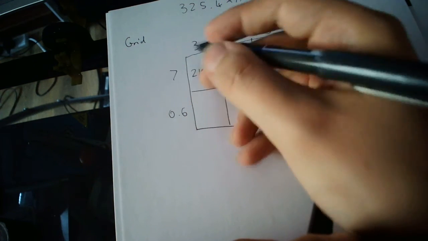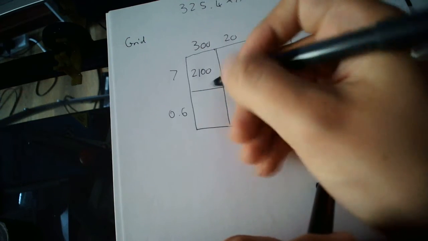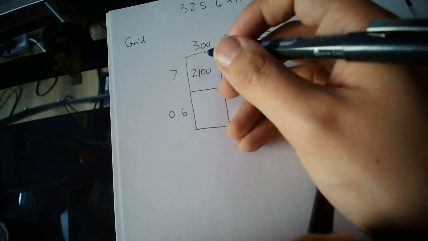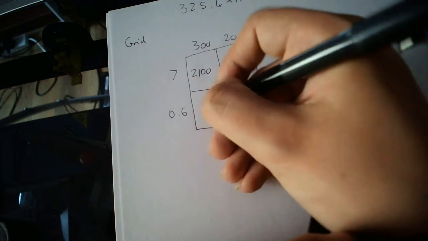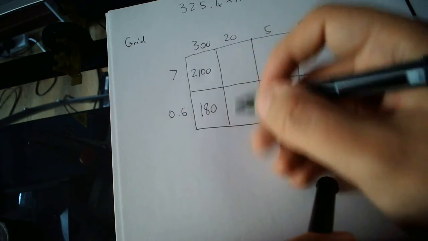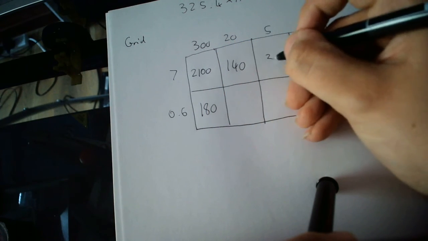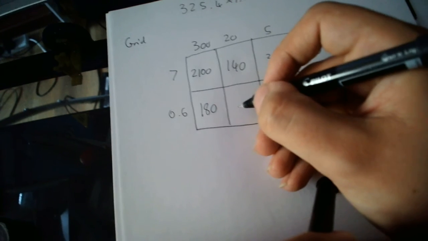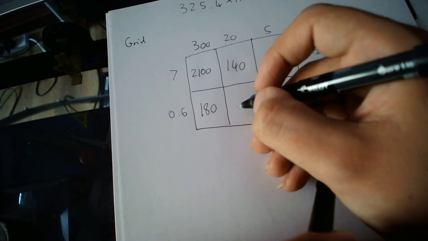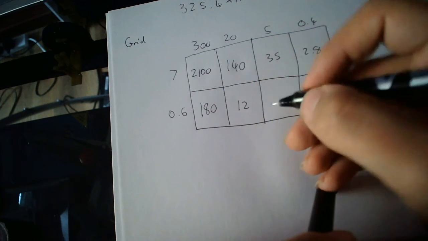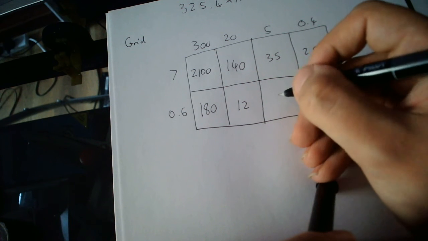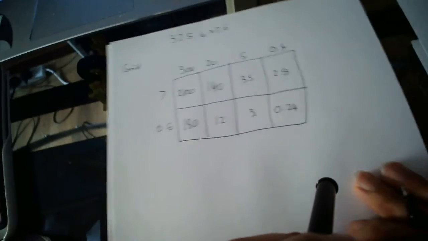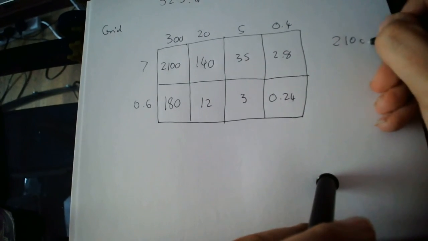So, 7 times 3, 21 multiplied by 100, 2100. 6 times 300 was 1800. So because this is 10 times smaller, we end up with 180. This was 140. This was 35, and this was 2.8. This one, 0.6 times 20, was 12. 0.6 times 5 was 3. And this was 0.24.